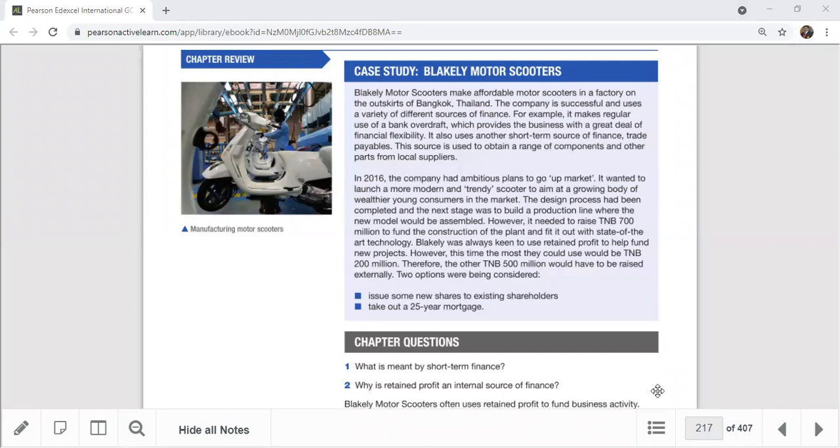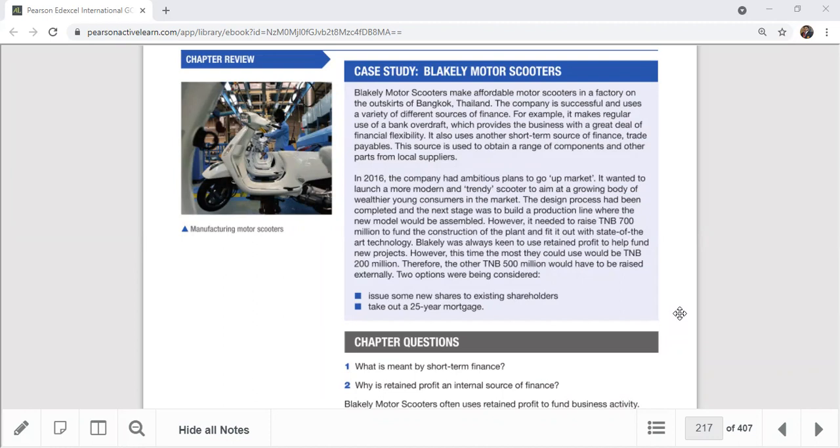Blakely Motor Scooters make affordable motor scooters in a factory on the outskirts of Bangkok, Thailand. The company is successful and uses a variety of different sources of finance. For example, it makes regular use of a bank overdraft, which provides the business with a great deal of financial flexibility. It also uses another short-term source of finance, trade payables. This source is used to obtain a range of components and other parts from local suppliers. In 2016, the company had ambitious plans to go upmarket. It wanted to launch a more modern and trendy scooter to aim at a growing body of wealthier young consumers in the market. The design process had been completed, and the next stage was to build a production line where the new model would be assembled.